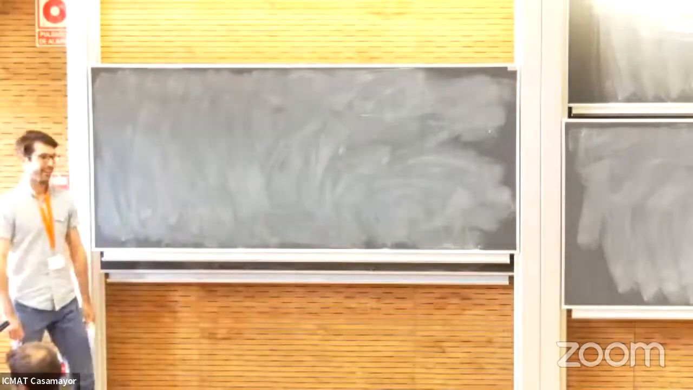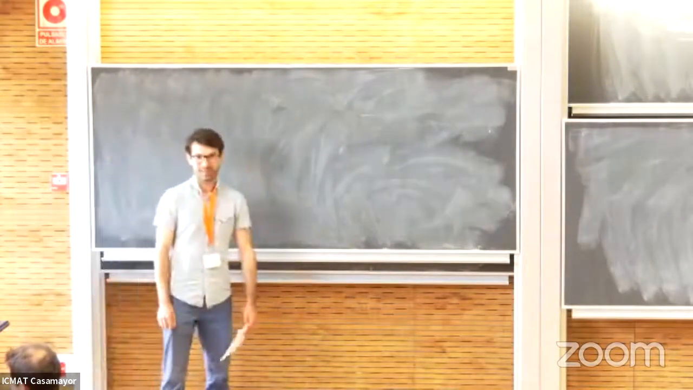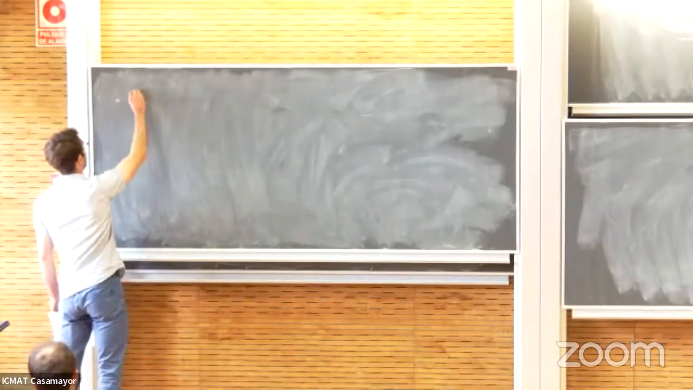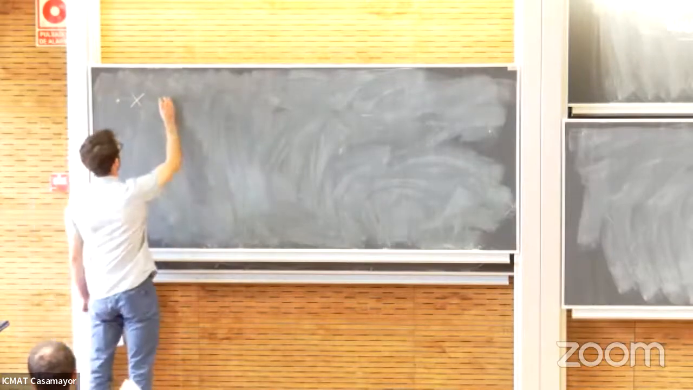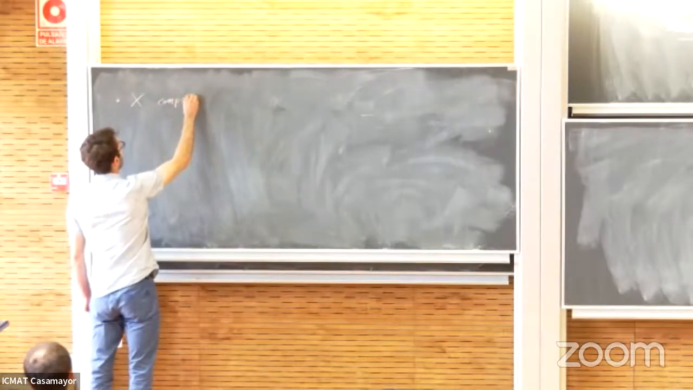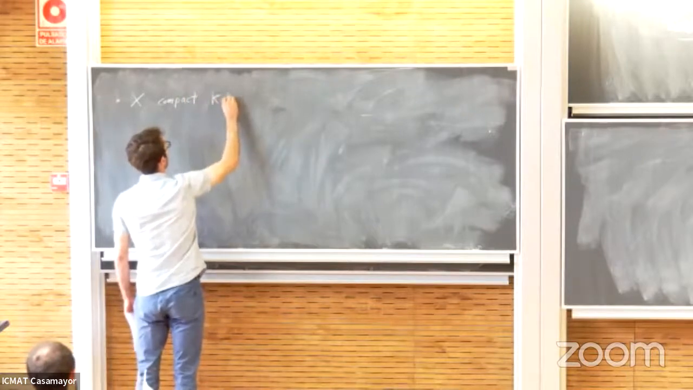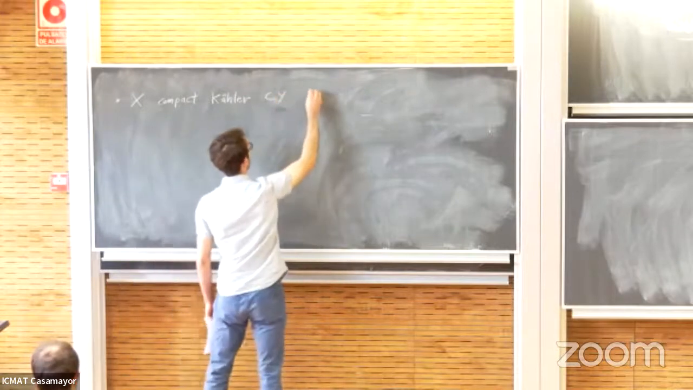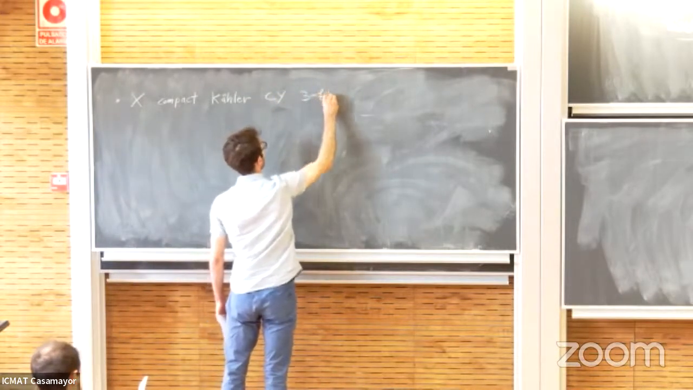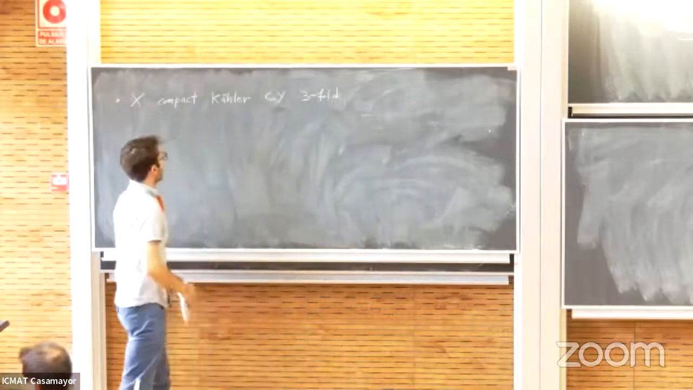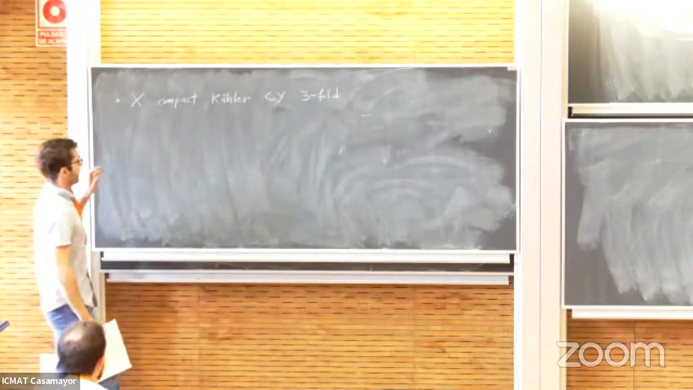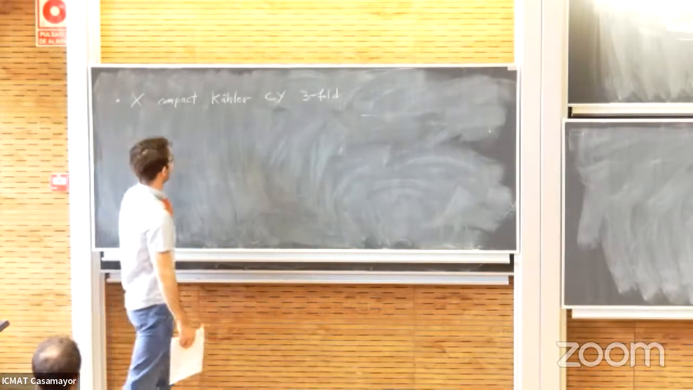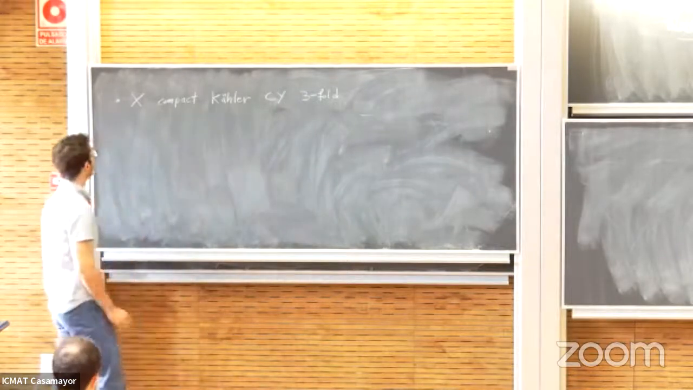So I'm going to be talking about topological transitions of Calabi-Yau threefolds. Our discussion is going to start by considering X to be a compact Calabi-Yau threefold. By Calabi-Yau, I mean that it has trivial canonical bundle. And to start, we're going to assume this is a Kähler complex manifold.